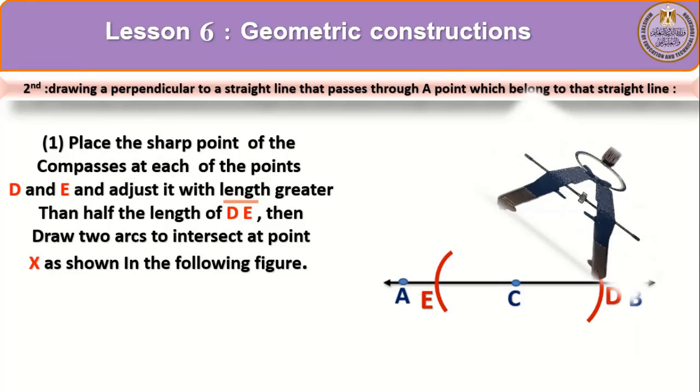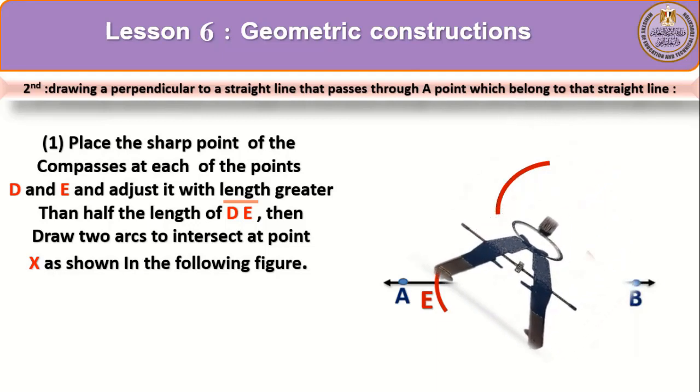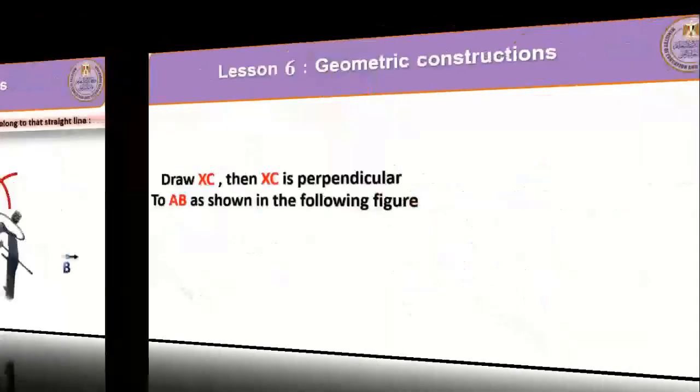It must open or adjust your compass with a suitable length then draw arcs standing at point D then we stand at point E. So the length must be greater than half of the length of DE. Then we draw two arcs like this. We draw the first arc. After that, we move to point E and draw another arc. Now we have two arcs intersect at one point.